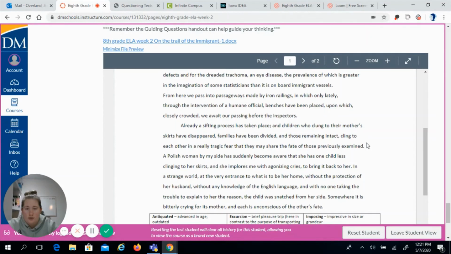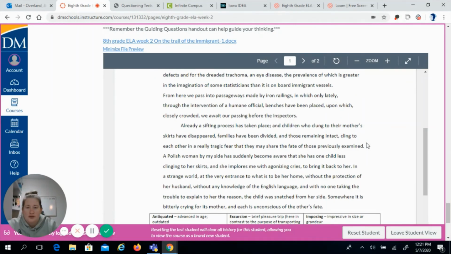So she's suddenly aware she has one less kid than she came with. So one of her children is missing, and she tries to get help from this gentleman with these agonizing cries. So when you think of agonizing, it sounds like they're physically in pain. So she is visibly upset. She's sobbing, she's crying, she's screaming potentially to bring back her baby.